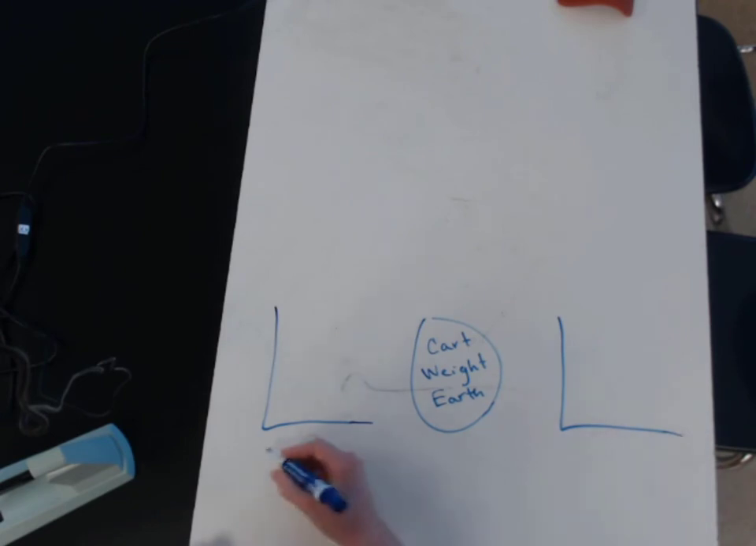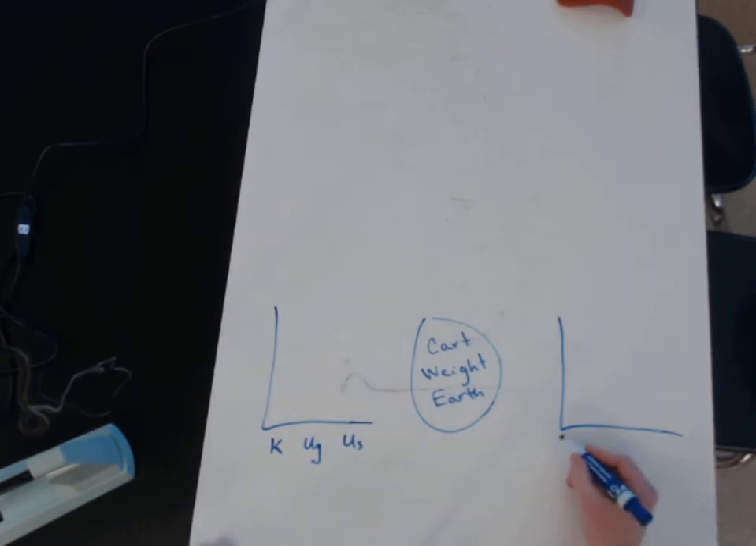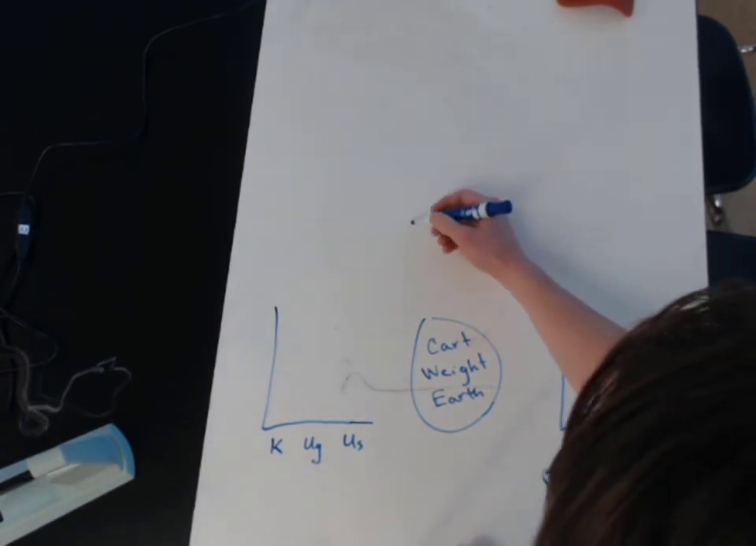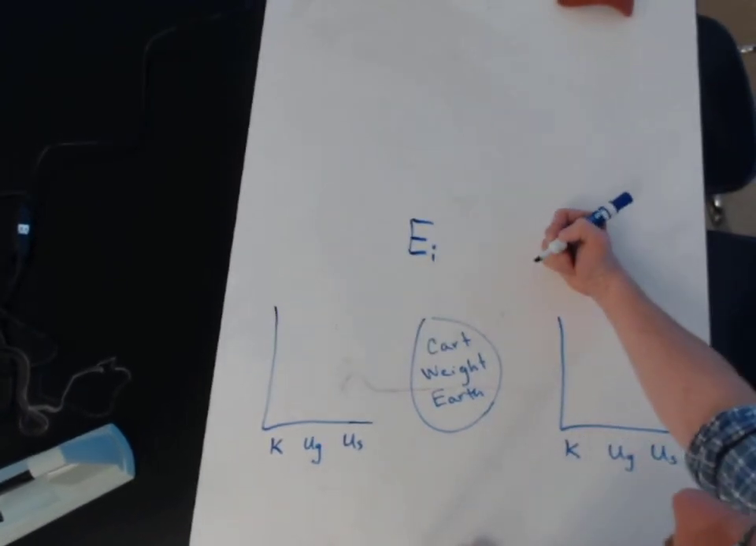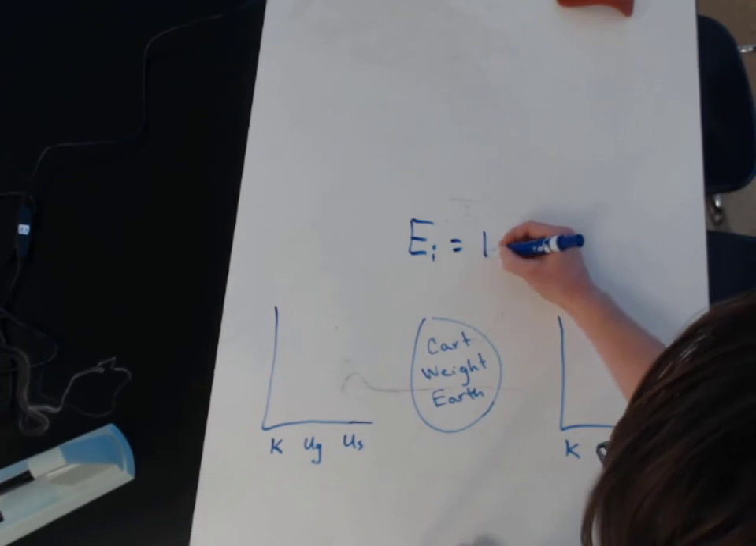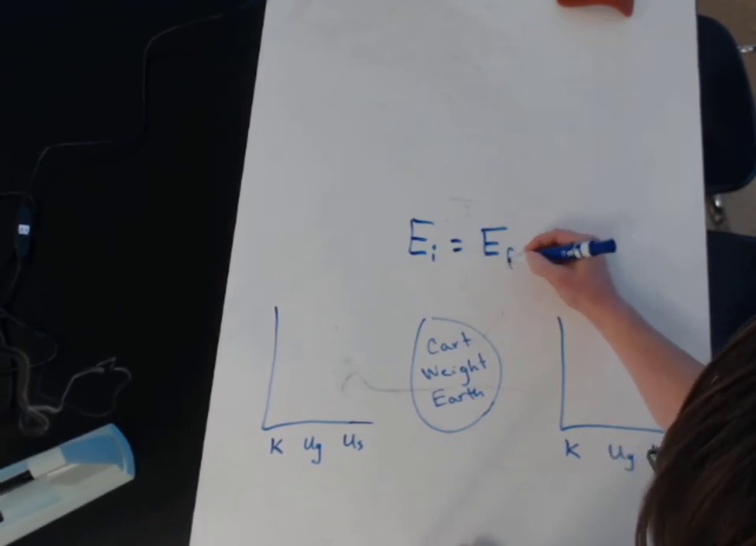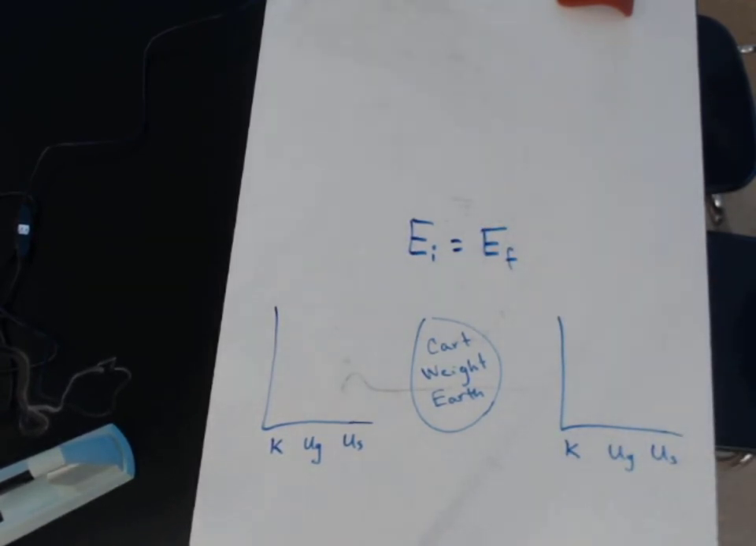In our LOL diagram, we always have on the x-axis K, UG, and US to show how much of each form of mechanical energy is present. We're saying there's no friction, and we're going to assume that mechanical energy is conserved. And one way we can write that is to say E initial is equal to E final. So however much energy we start with, we're going to assume that's what we're going to end with.